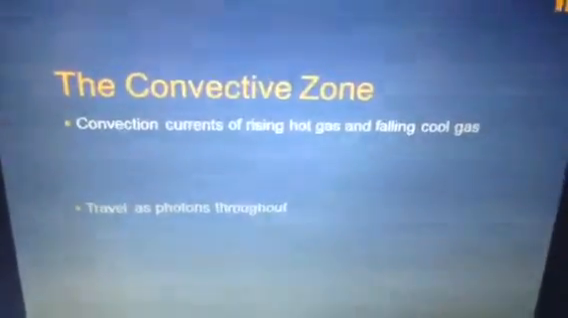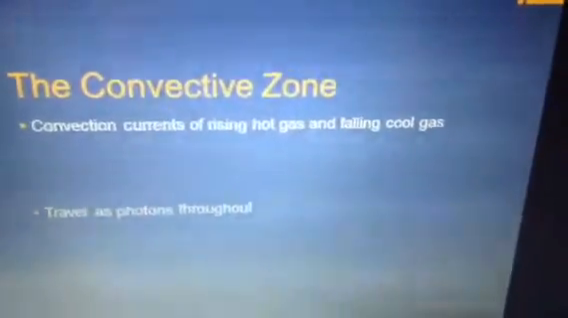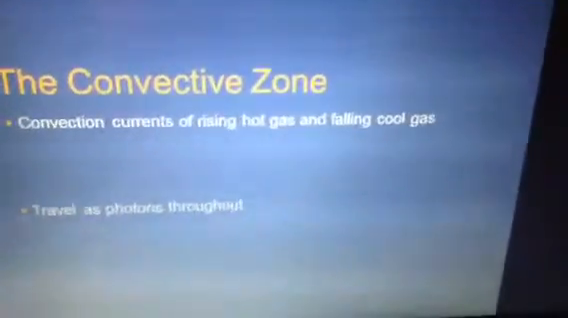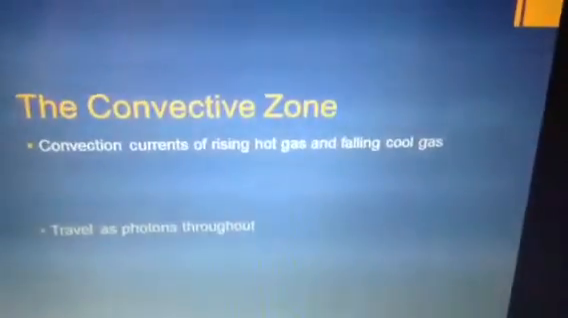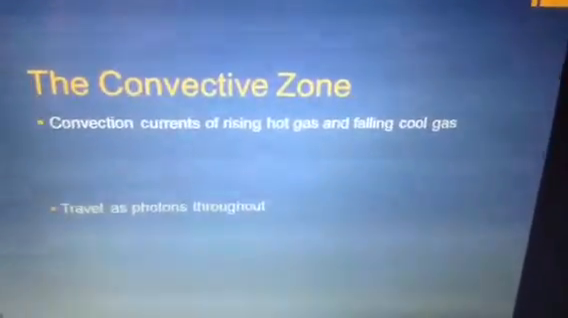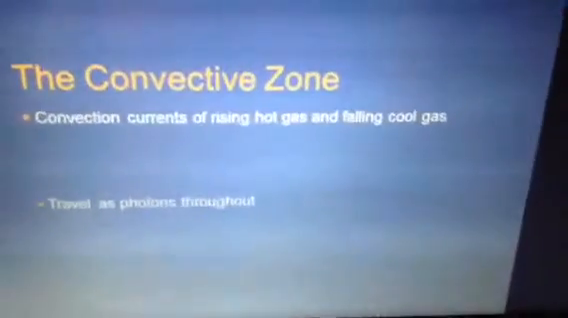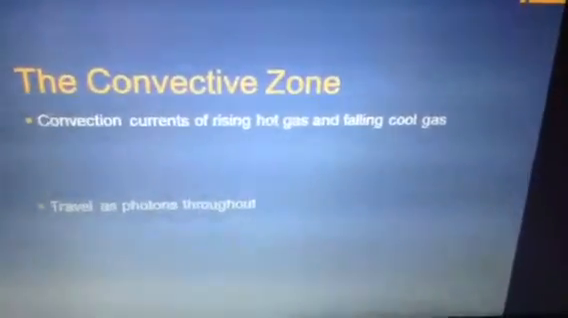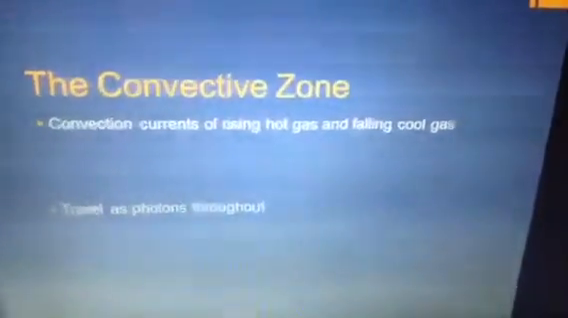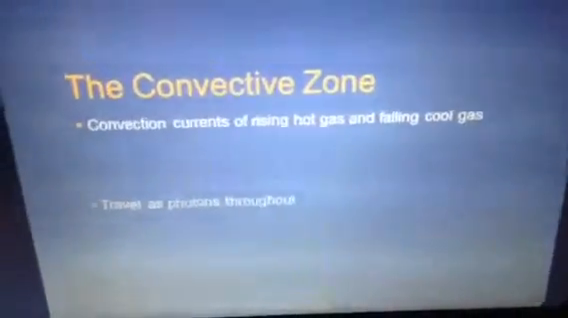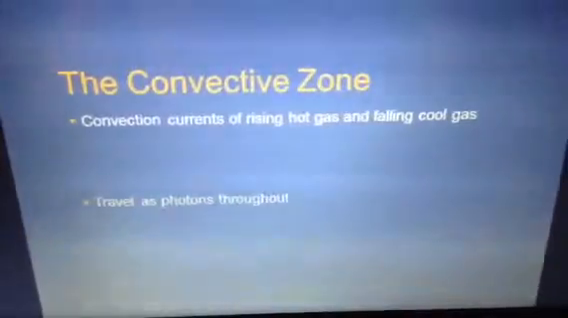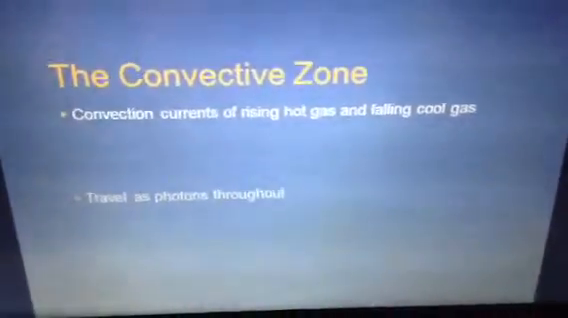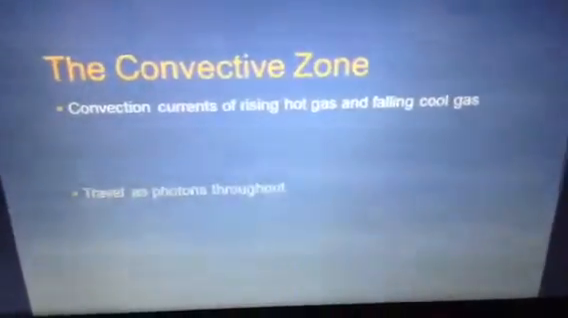Which leads us then to the convective zone, which is the outer layer surrounding the radiative zone that surrounds the core. The convective zone is named the convective zone due to convection currents, which include rising hot gas and then the falling movement of cool gas. And the photons are pushed up and down by those movements of the gas in the convective zone.